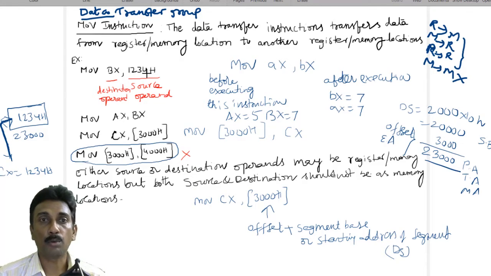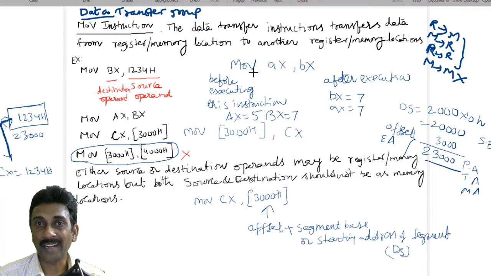Move bx comma 1234h. This 1234h is treated as the source operand and bx is treated as the destination operand. This is the opcode or mnemonic. Move, a simple 3-letter word, will be treated as a mnemonic. This is the format of any instruction. The meaning of this instruction, move bx comma 1234h, is that 1234h data will be loaded into the bx register. Before execution we don't know what is in bx, but after executing that instruction 1234h is loaded into the bx register. So the source operand is nothing but data. Source data will be moved into the destination operand.